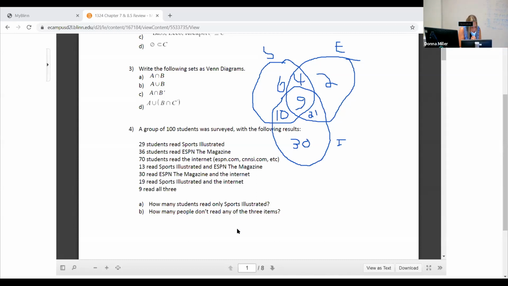So the question they ask is how many students read only Sports Illustrated? So only Sports Illustrated, that means no overlap. So we're talking about 6 people right here, all right? So the only ones that read Sports Illustrated were the people that are only in the S. So that would be this number right here, okay? All right, how many people don't read any of the 3 items? That's the person on the outside, which I didn't write here. We decided that was 18. Okay, so the answer to B should be 18.